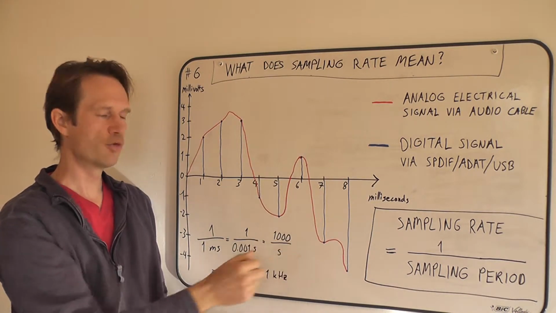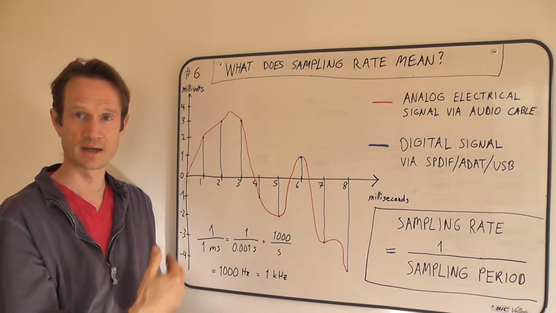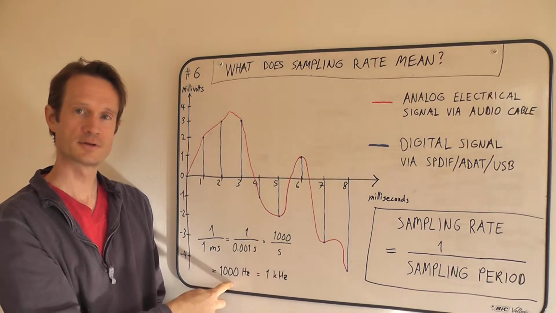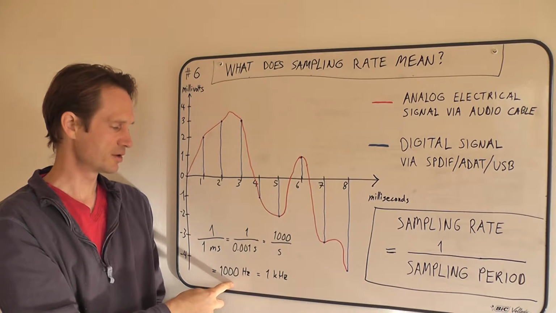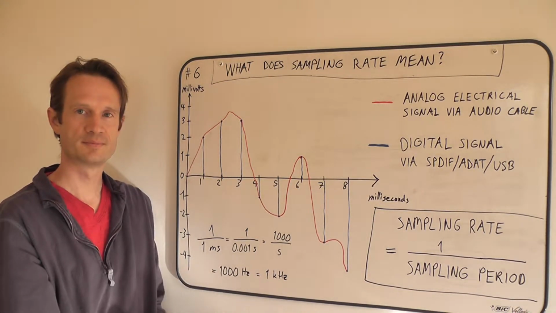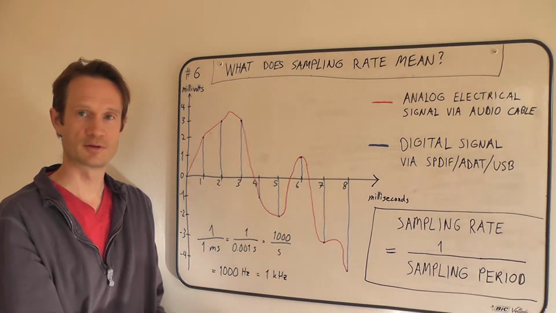But 1 over a second is the same as hertz, right? Because hertz is cycles per second. So this is just 1,000 hertz. And 1,000 hertz, said more simply, is 1 kilohertz. Because a kilohertz is the same as 1,000 hertz, right?